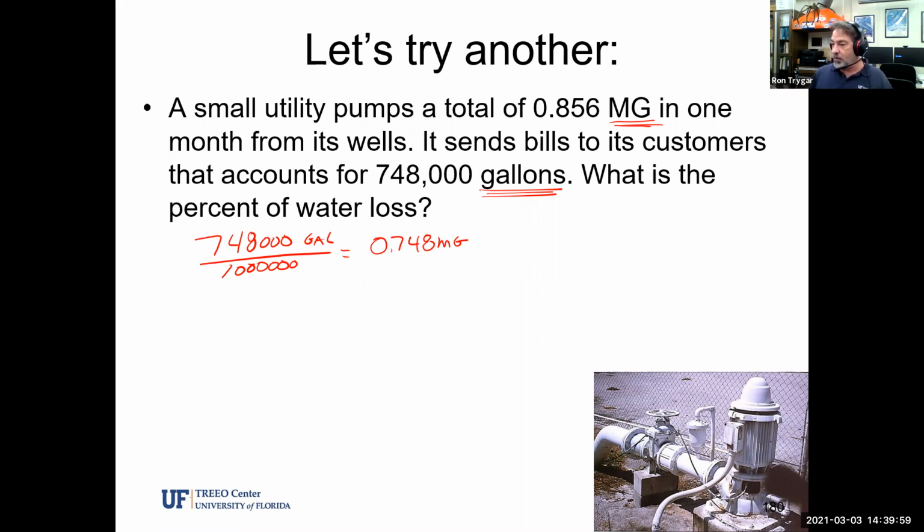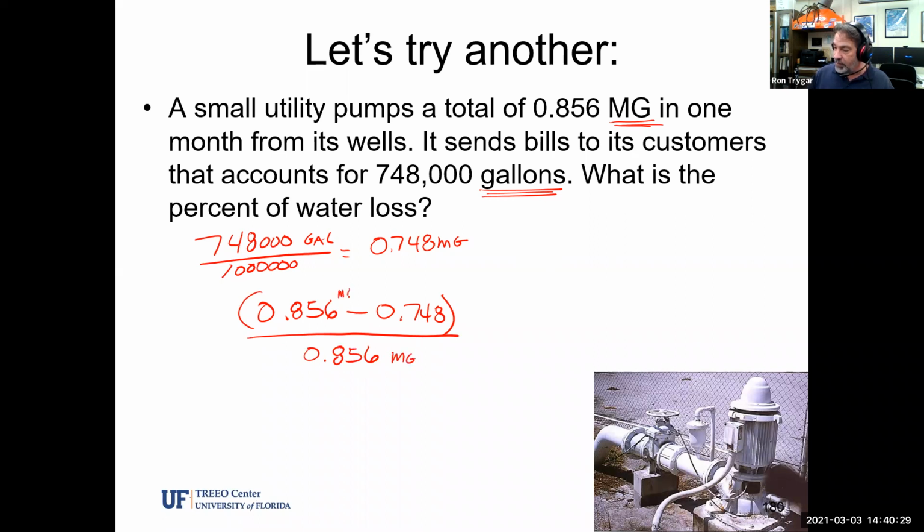Let's do our math then. So it's the in number, or the volume pumped, which is 0.856, subtract from that 0.748, and notice again that's in parentheses, divide that by the number that we started with, the actual numbers pumped, so 0.856, and these are all million gallon units, by the way.